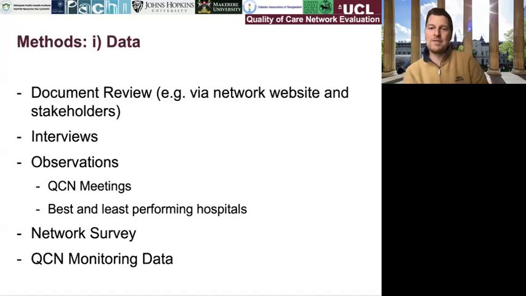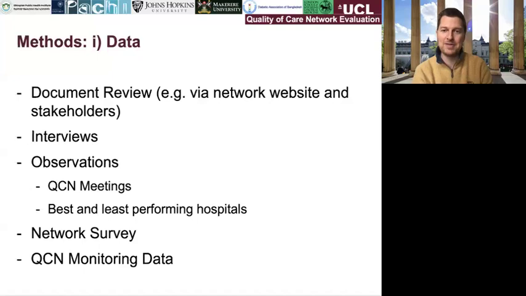So we used a variety of data sources in 3 to 4 iterative rounds of data collection in each of our 4 case study countries, including document review, for example, via the network website, including unpublished and published documentation related to the network, and interviews with a variety of stakeholders from the hospital level through to the district level, the national level, and the global level of the network, again in iterative rounds where we would follow up on findings from a previous round in a subsequent round over 3 to 4 years.